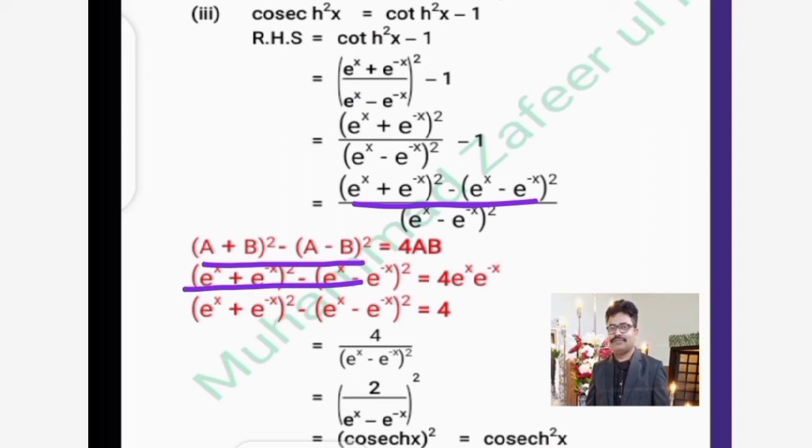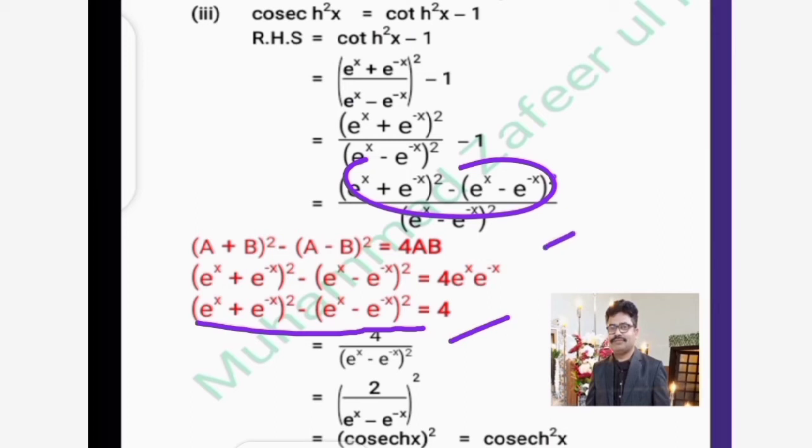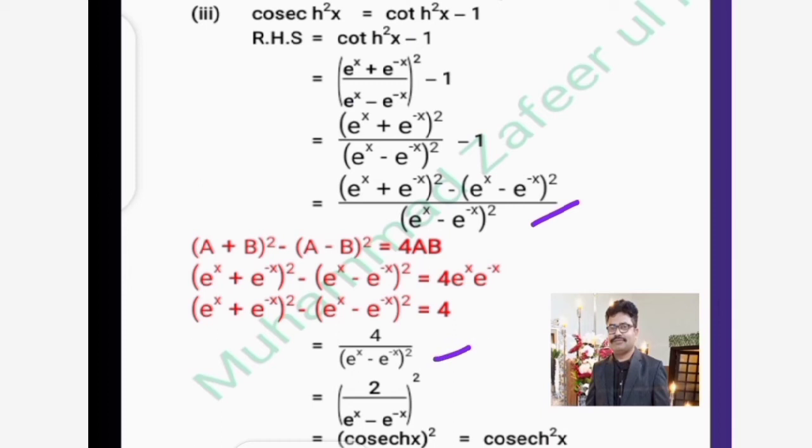If we compare this formula with the numerator, the value of a is e power x and the value of b is e power minus x. So we'll put the values of a and b, that is e power x and e power minus x. As the base is the same, the powers will be added, and after the addition, plus x minus x will be cancelled, and we have e power 0, and e power 0 is equal to 1. So the answer of e power x plus e power minus x whole square minus e power x minus e power minus x whole square is equal to 4. So we will put the value 4 in the numerator, and divided by e power x minus e power minus x whole square will be written the same.